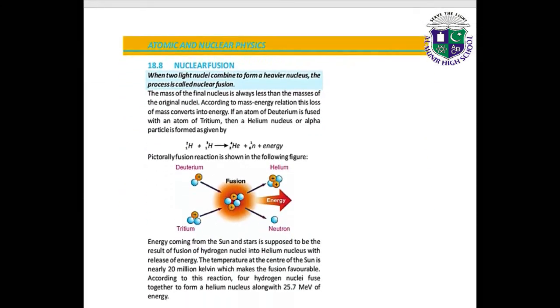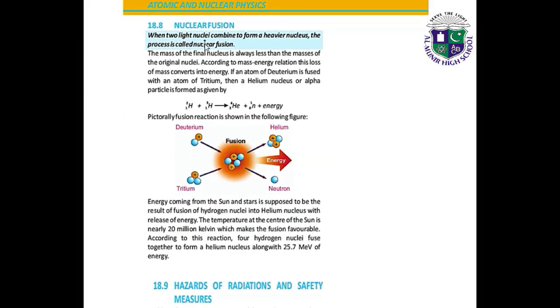What is nuclear fusion? When two light nuclei combine to form a heavier nucleus, the process is called nuclear fusion. The mass of the final nucleus is always less than the masses of the original nuclei. According to the mass-energy relation, this loss of mass converts into energy. If an atom of deuterium is fused with an atom of tritium, then a helium nucleus or alpha particle is formed as given by this equation.